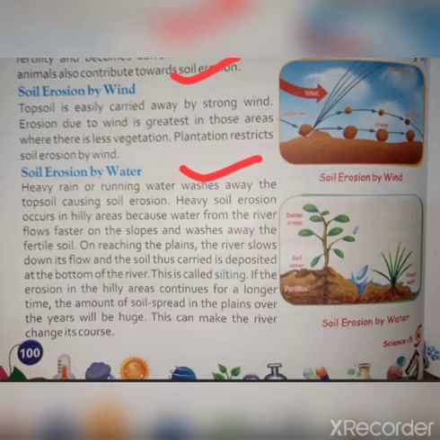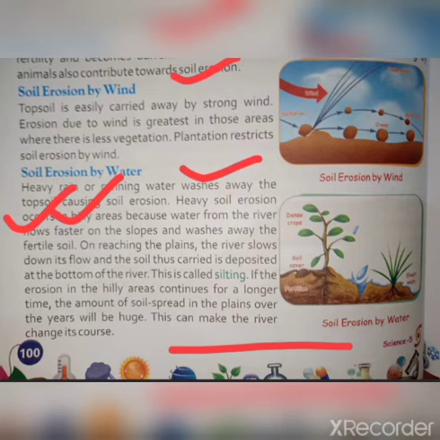Then soil erosion by water. Heavy rain or running water washes away the topsoil, causing soil erosion. When heavy rain falls on the soil, it carries away the topsoil and it becomes soil erosion. Heavy soil erosion occurs in hilly areas because water from the river flows faster on its slopes and washes away the fertile soil. Soil erosion takes place faster in hilly areas because the flow of water is heavier than in plain areas. So soil erosion takes place in hilly areas faster than in the plain area.